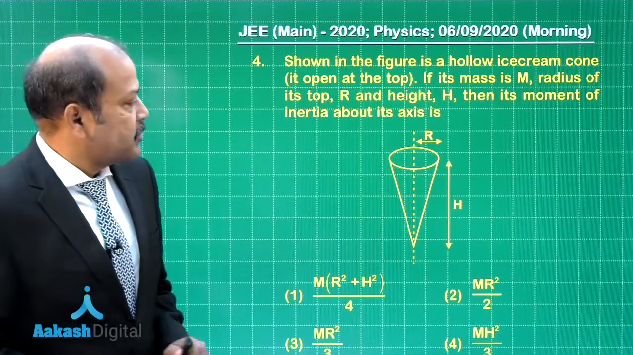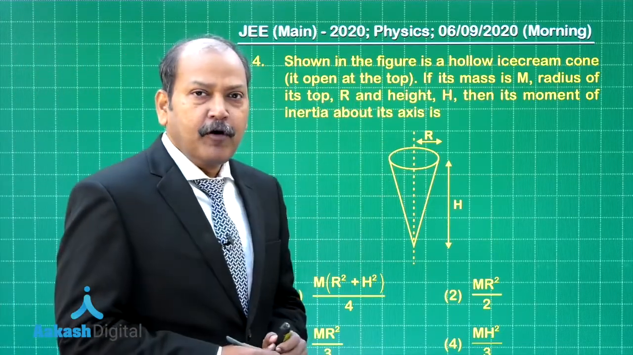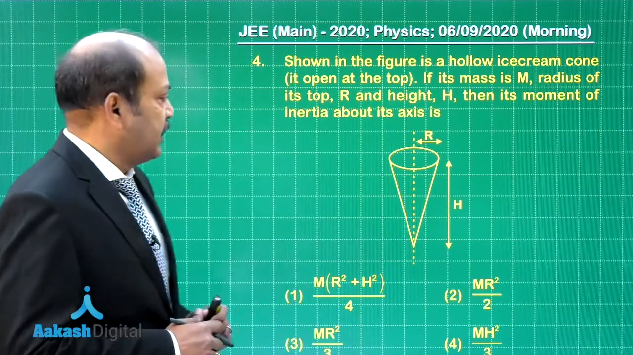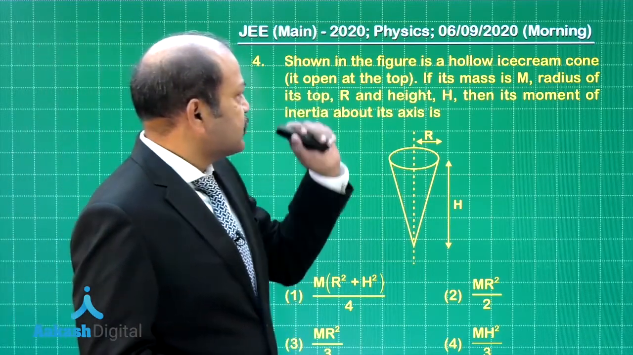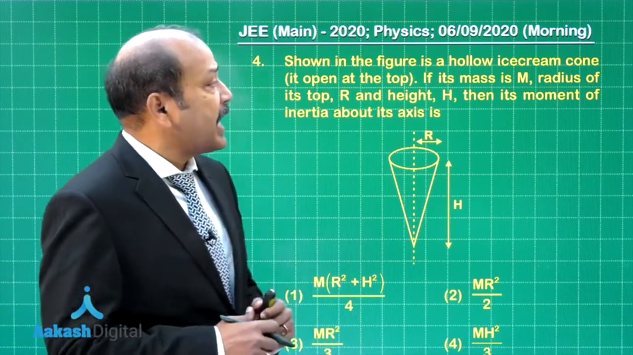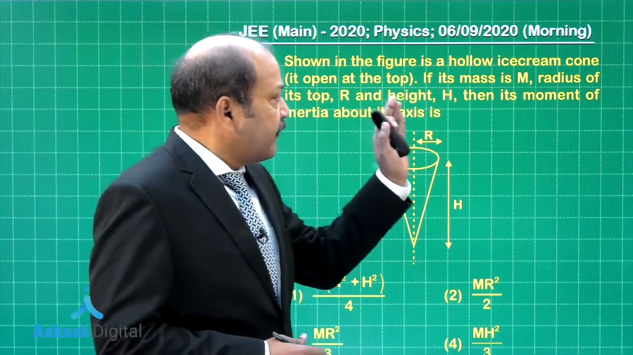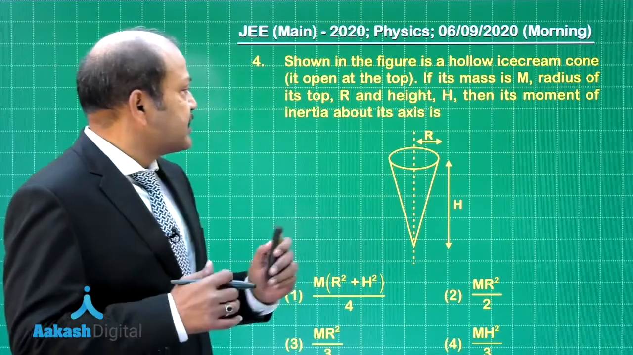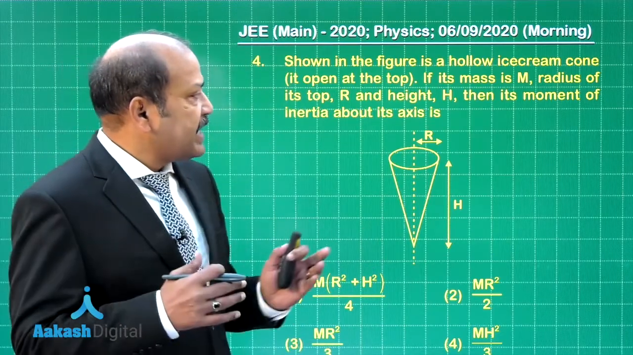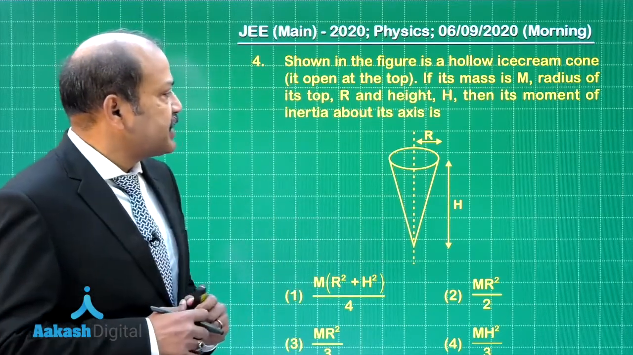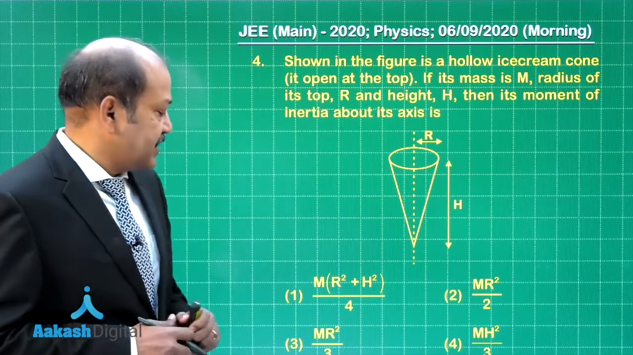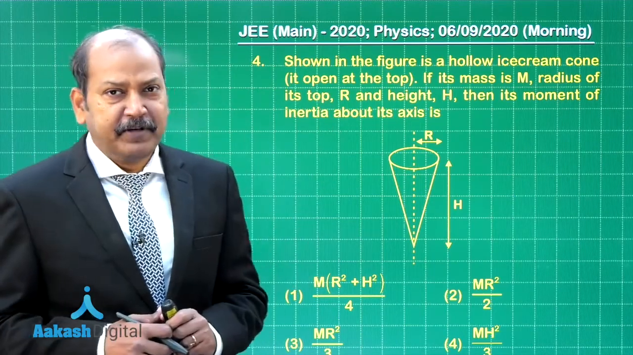Question 4 is about moment of inertia of a hollow cone. Well, let's read the question. It says, shown in the figure is a hollow ice cream cone. It's open at the top. If its mass is capital M, radius of its top r and height h, then its moment of inertia about its axis is, and the 4 options are given.